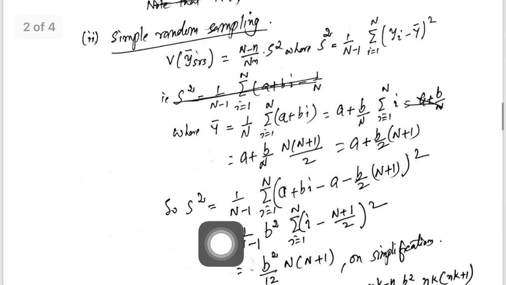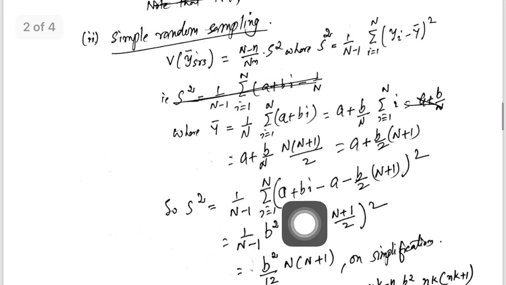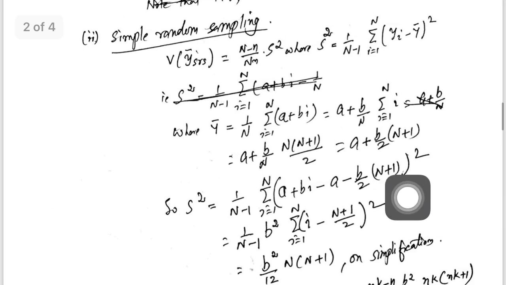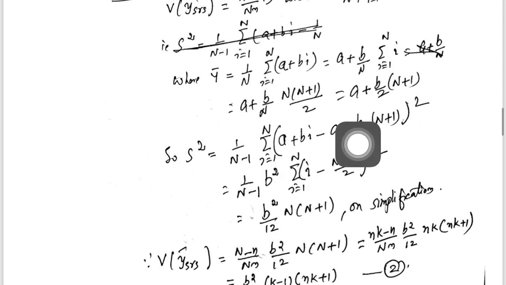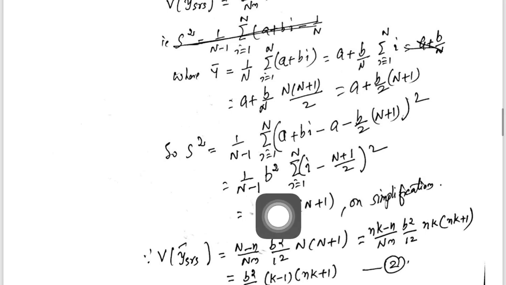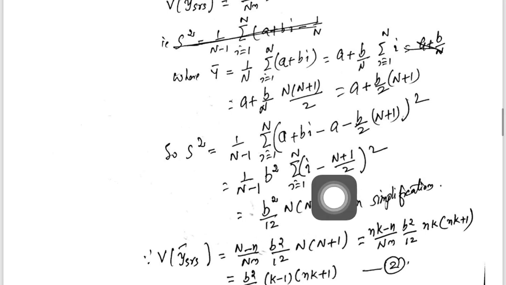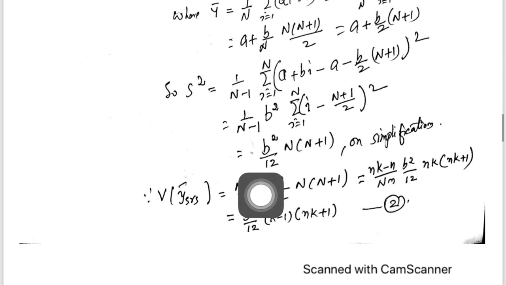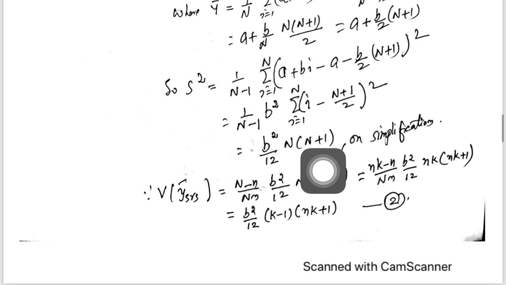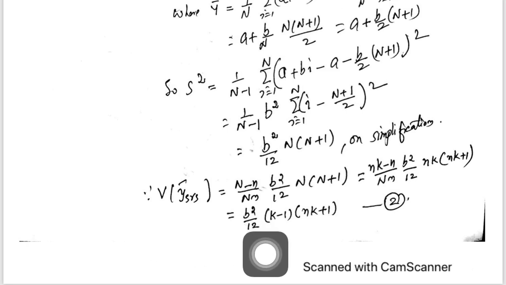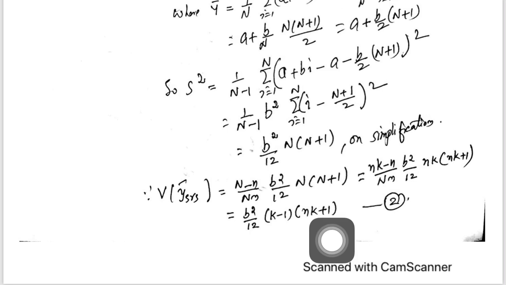So s square is equal to, by formula, 1 by N minus 1 into sigma i equal to 1 to N yi minus y bar whole square, that is a plus bi minus a minus b by 2 into N plus 1 the whole square, and again it is equal to 1 by N minus 1 into b square, because b is a common factor here and to be squared and may be taken out of the summation. So 1 by N minus 1 into b square, summation over i equal to 1 to N, i minus N plus 1 by 2 the whole square, and again on simplification you will see that this is b square divided by 12 into N plus 1. Okay, so that variance is equal to b square divided by 12 into k minus 1 into nk plus 1.